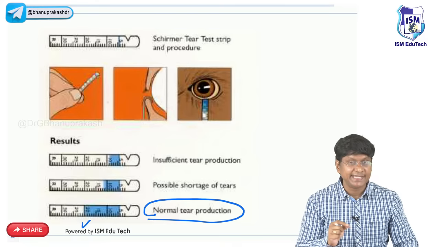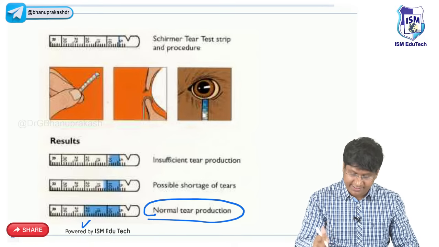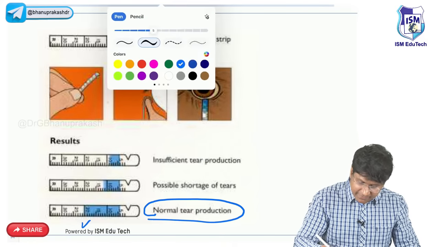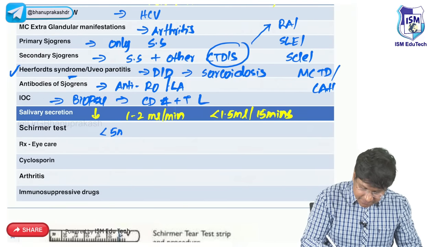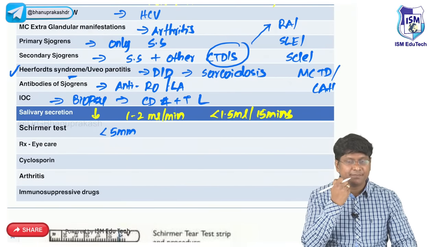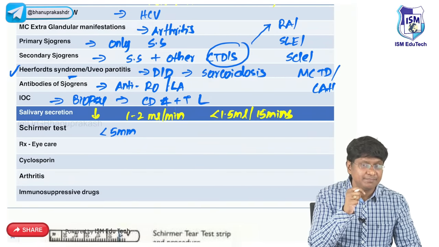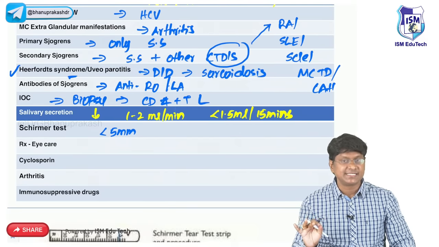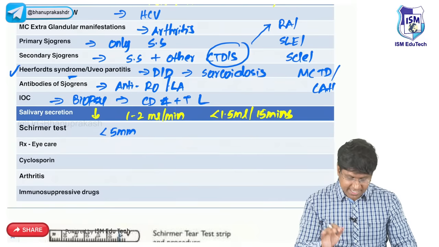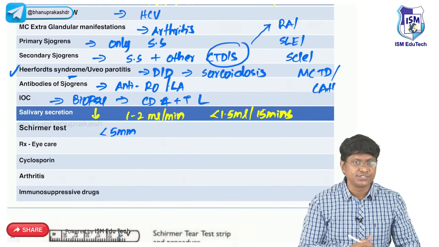But when will you call it insufficient, or Sjogren's? That will be when the secretions are less than 5 mm. On the strip, if the secretion is less than 5 mm in 5 minutes, then we consider it to be suggestive of Sjogren's. Okay? Right. Then, how do you treat these patients with Sjogren's?